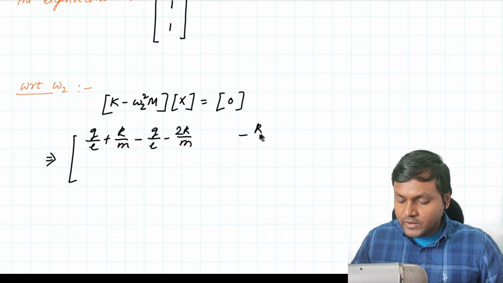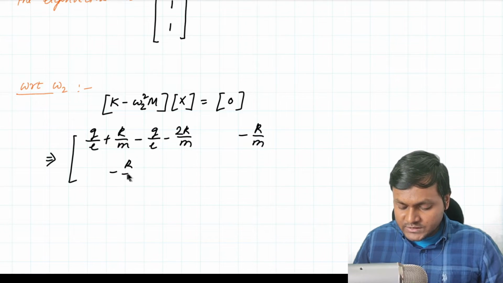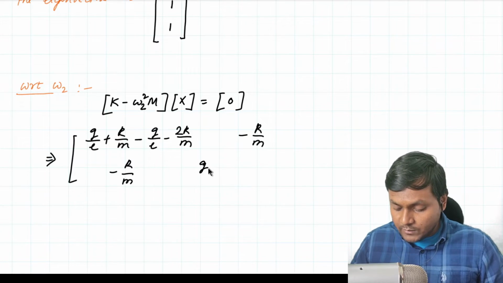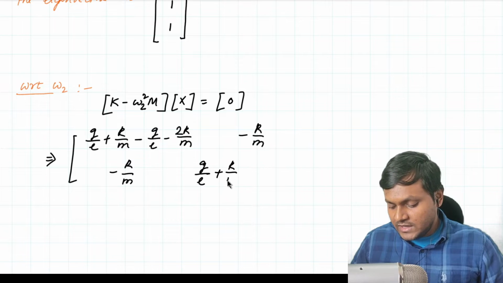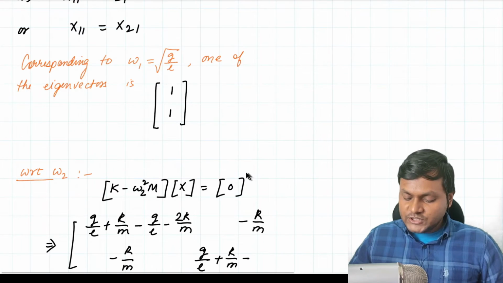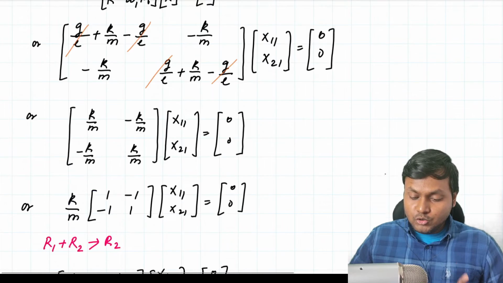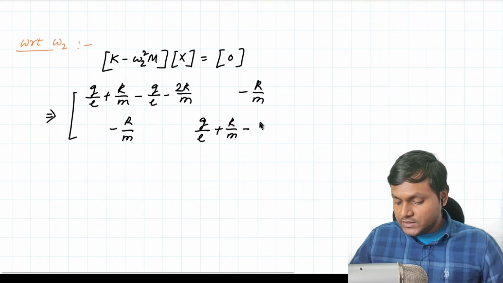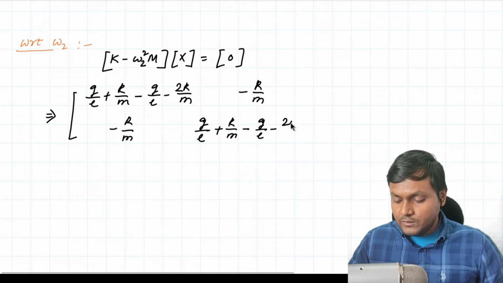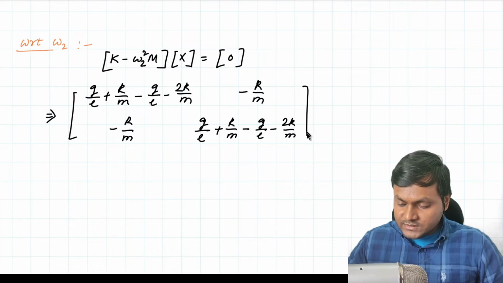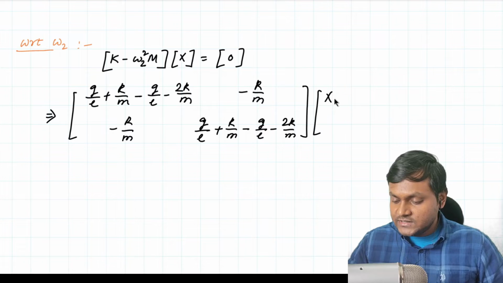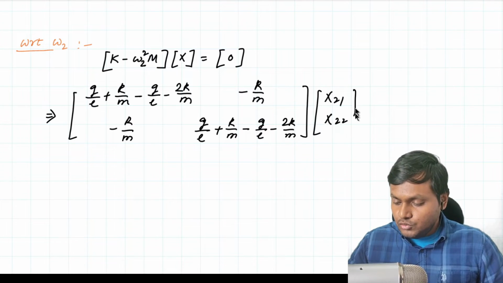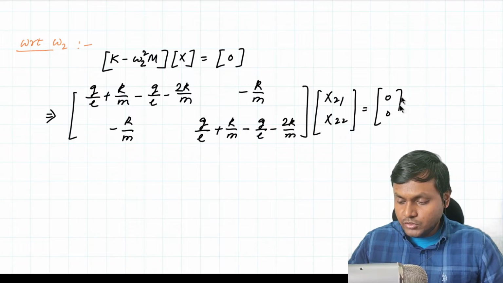In the second term you have minus k upon m. In the third term you have minus k upon m. And in the last you have the same g upon L plus k upon m minus omega square m. So omega 2 is g upon L plus 2k upon m, and m is 1, so that is minus g upon L minus 2k upon m. That's it. And the eigenvectors, let's suppose x21 and x22, this gives us 0, 0.